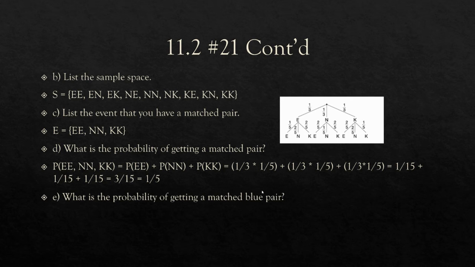Part E says, what's the probability of getting a matched blue pair? So for this one, we just want to find the probability of getting blue and then blue. And that's 1/3 times 1/5, which is just a 15th. So we're doing blue, blue. Okay, and when we go through the tree, we just multiply those probabilities.